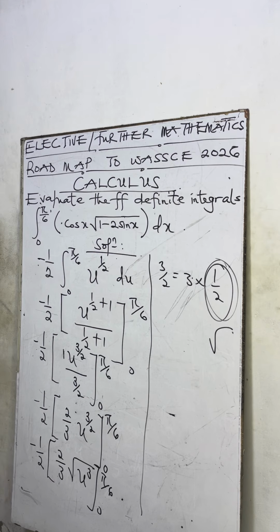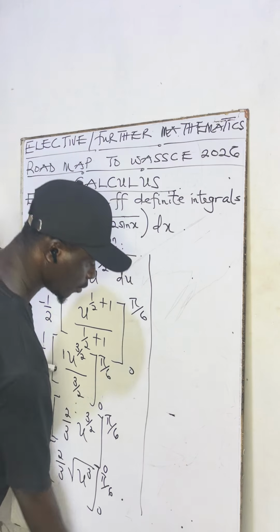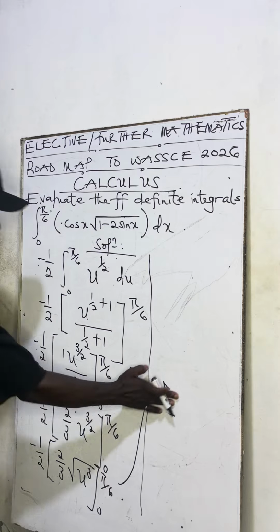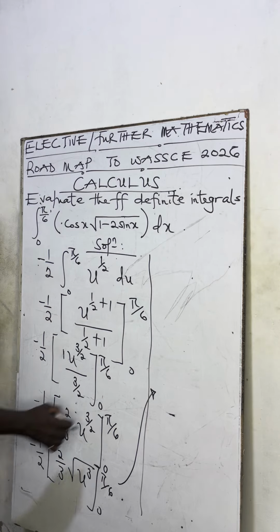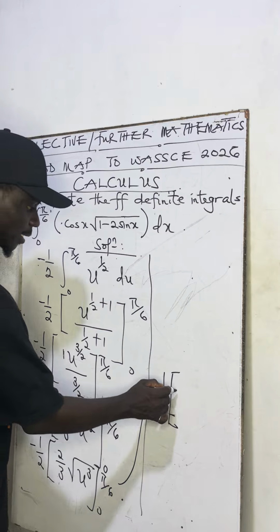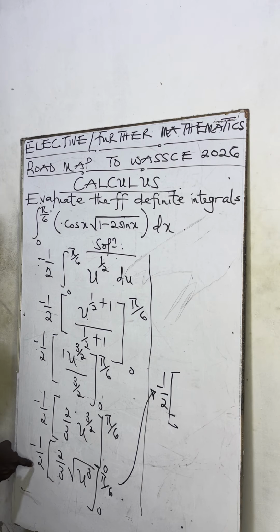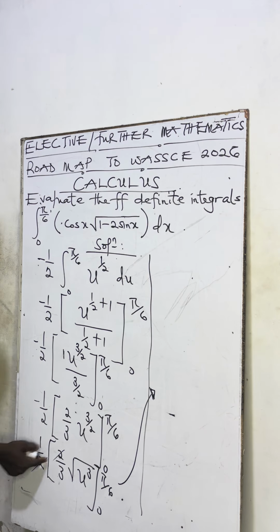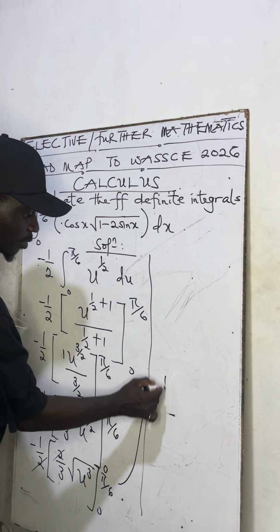Okay, so now let's substitute in u. Don't forget u represents 1 minus 2 sine x. So 1 minus 2 sine x. Let me write it somewhere here. So I'll get negative 1/2 times, the 2 and the 2 can cancel out. So you get negative 1/3.